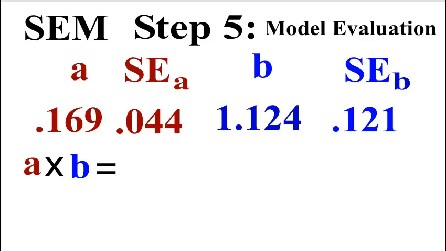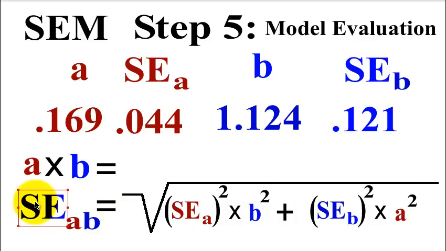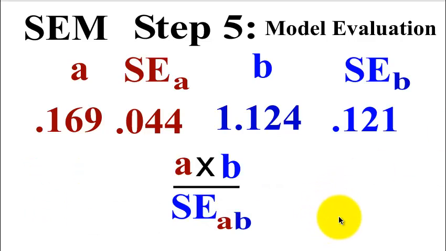The first thing we have to figure out is A times B. The second thing, the hard one, is the standard error of the A-B combination, product, whatever you want to call it. Everything we're going to calculate here is one of these four numbers, so it's actually not that bad. It's just a lot of multiplying and square rooting. We take the product of A times B and divide it by the pooled standard error to get what we call a z-score.